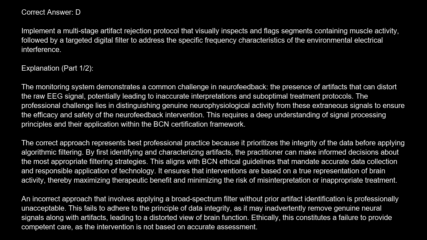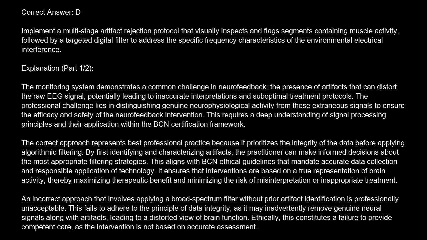Explanation. The monitoring system demonstrates a common challenge in neurofeedback: the presence of artifacts that can distort the raw EEG signal, potentially leading to inaccurate interpretations and suboptimal treatment protocols. The professional challenge lies in distinguishing genuine neurophysiological activity from these extraneous signals to ensure the efficacy and safety of the neurofeedback intervention. This requires a deep understanding of signal processing principles and their application within the BCN certification framework.